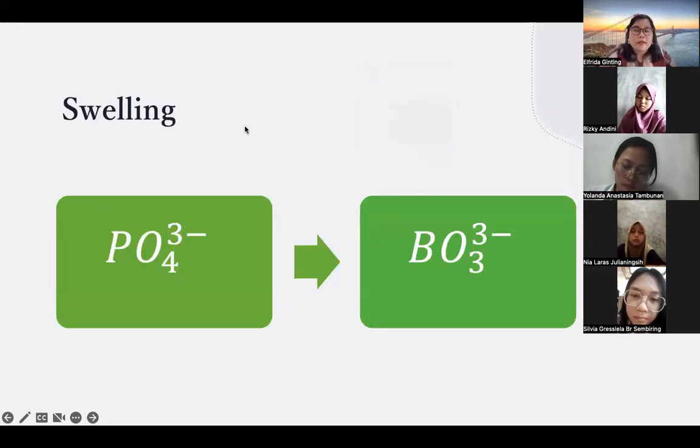Now, swelling. For example, you have a phosphate anion and a borax anion. Then you can test it with swelling.